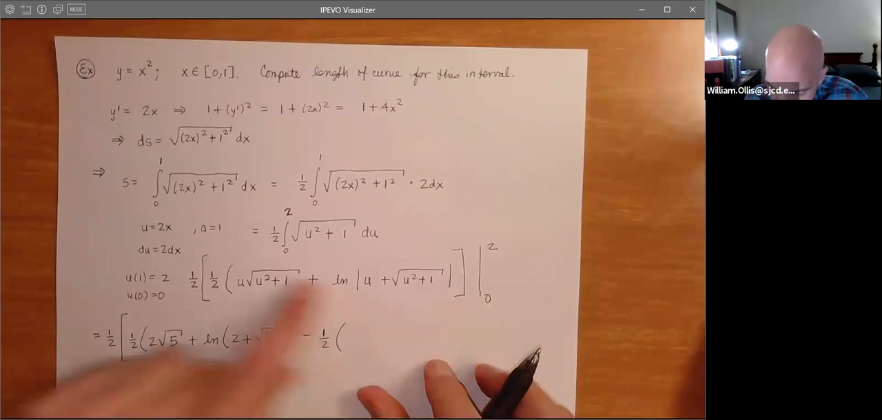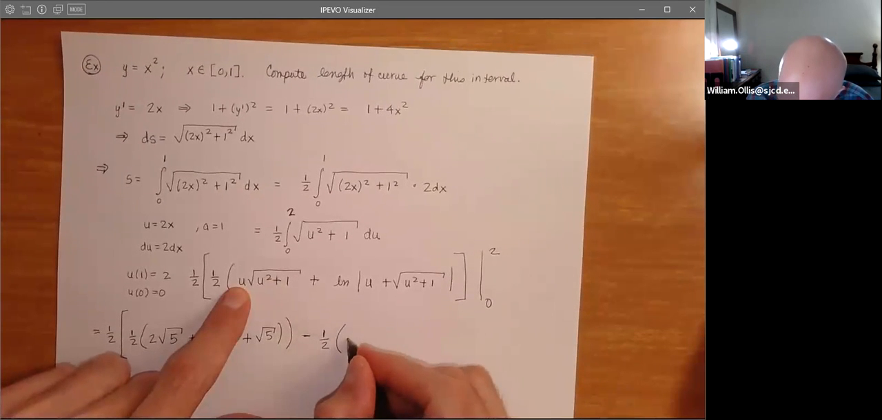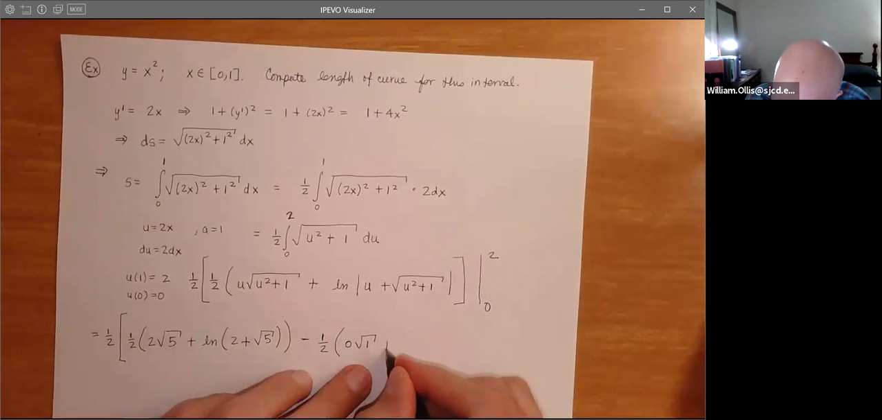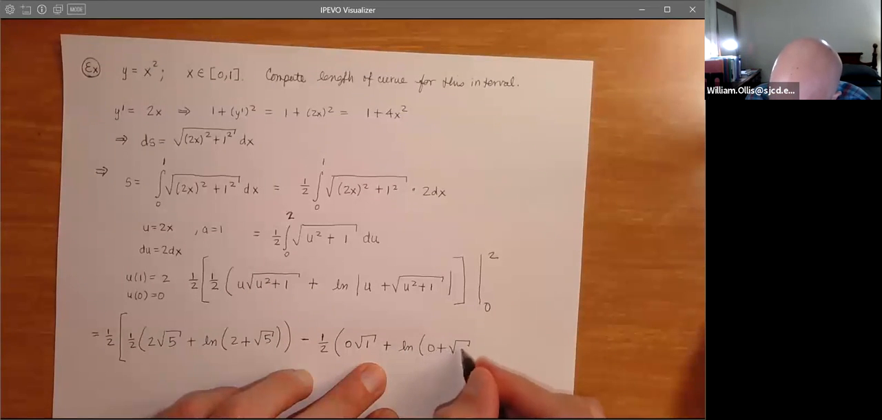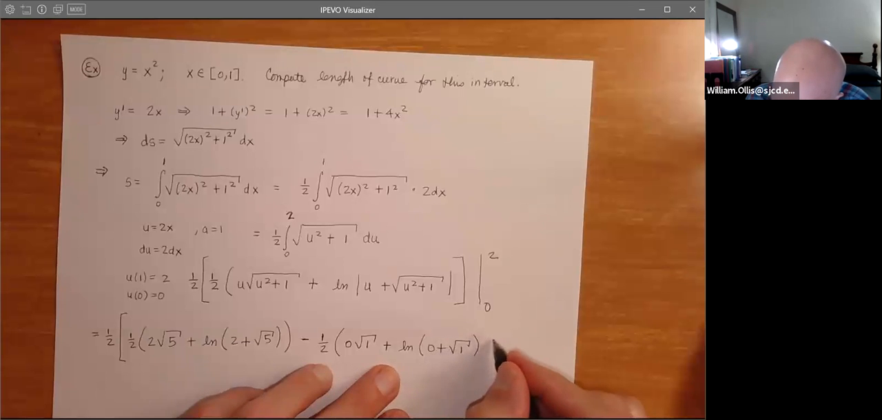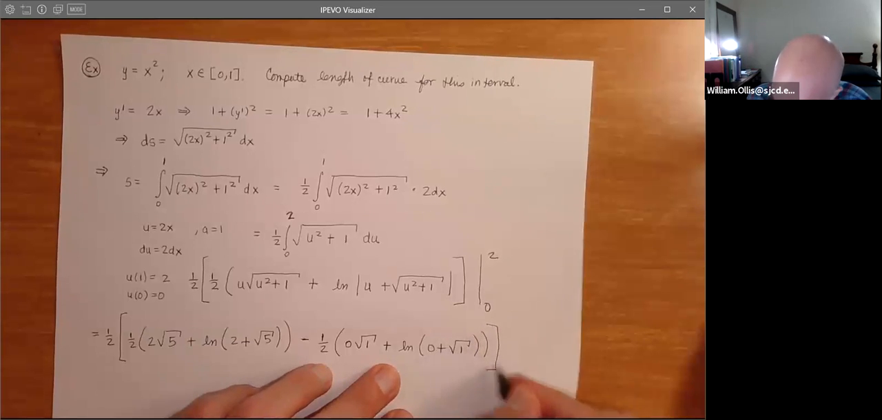But now, of course, we have the 0. So this is just the 0, 0 times the square root of 1. That's just 0. Plus natural log of 0 plus square root of 1. So that's not going to give us anything, but that's okay. We need to write it down.